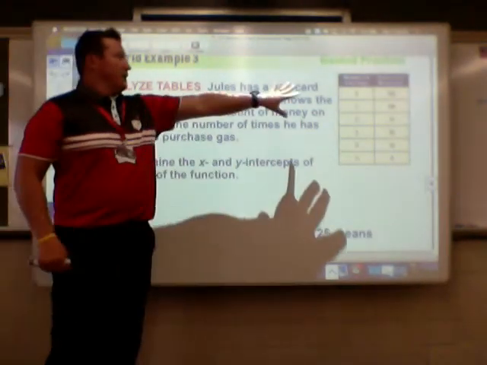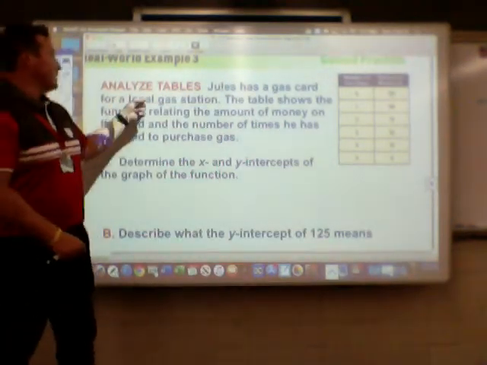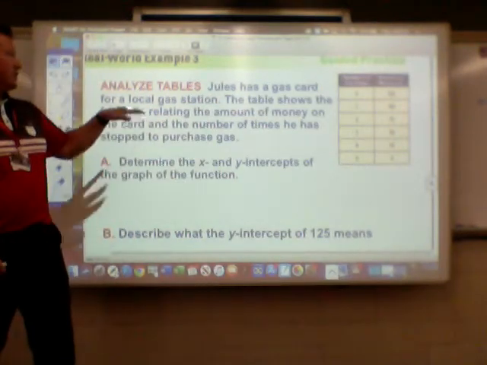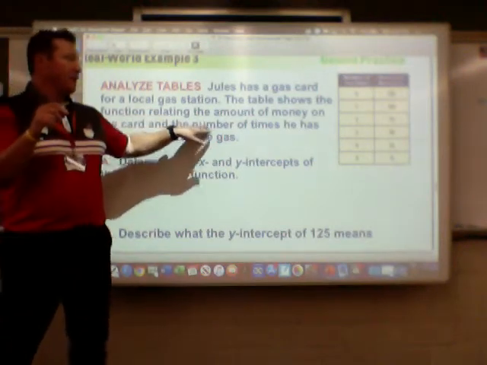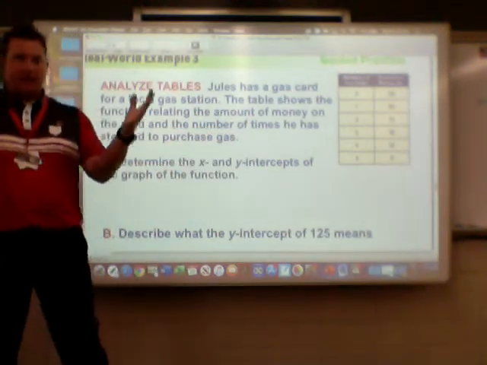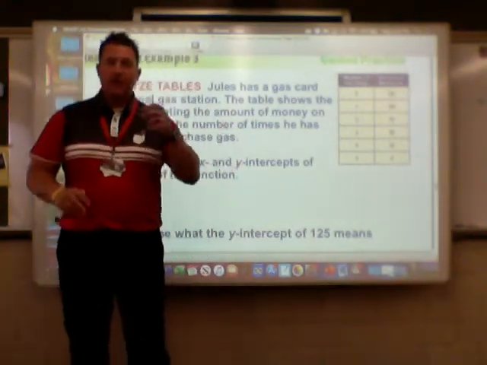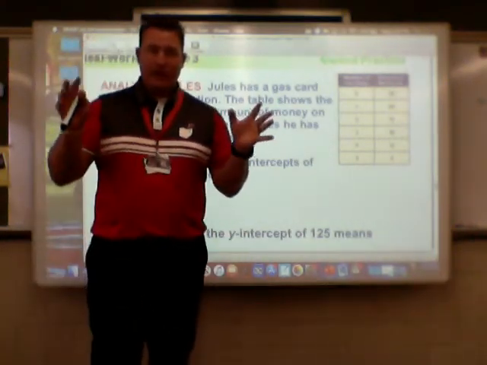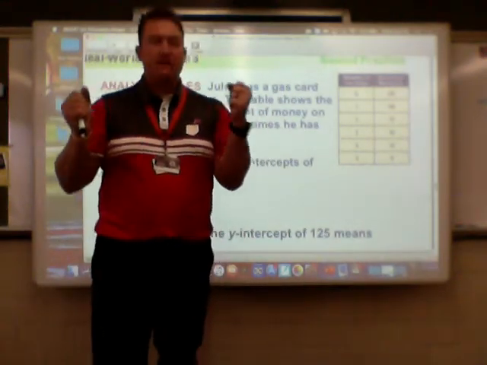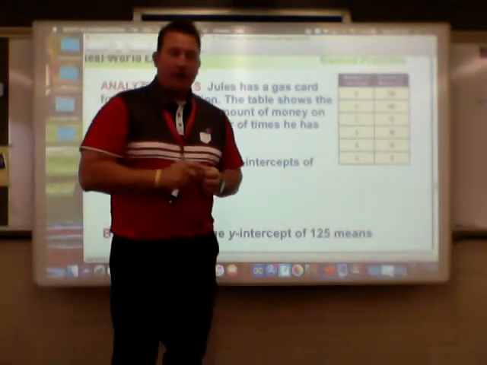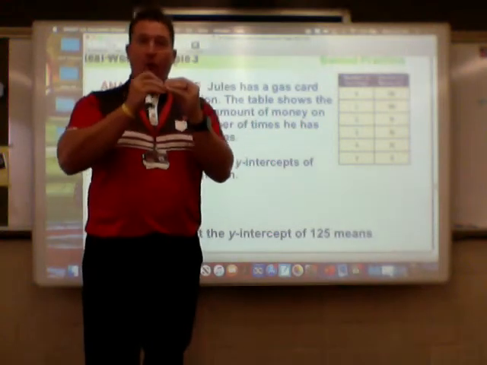All right. Here's a table right here. You can read through this problem. We're talking about Jules. He's got a gas card. The table shows the function relating the amount of money on that gas card and the number of times he's purchased gas. So we can all envision what this looks like. You just got your driver's license, and grandma, grandpa, whoever, crazy aunt gives you a gift card for the gas station. It's got $100 on it. You're like, man, yes, I can drive forever on $100 worth of gas. So what's the starting quantity or starting value?